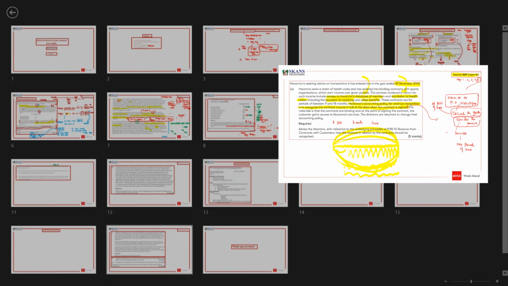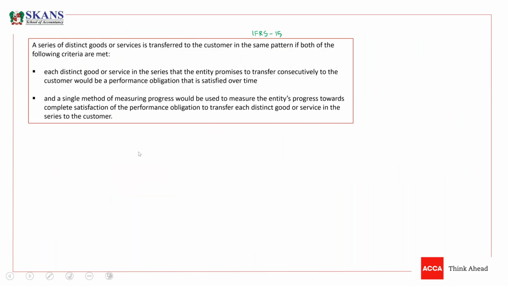Now you can read this, guys. These are the IFRS 15 related paragraphs that are required to answer the question. So just read this. If you have any question, please ask. I'm waiting for your answer.